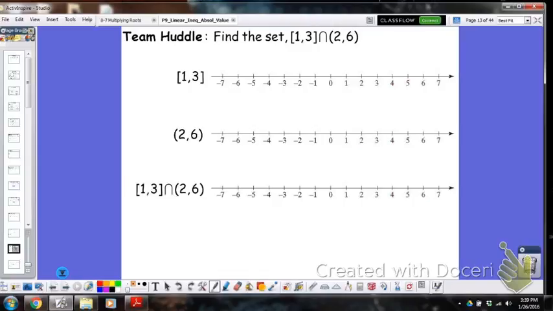So go ahead by yourself and work through this intersection. You're going to find the intersection from 1 to 3, including both, and 2 to 6, excluding both. So go ahead, pause the video, and when you're ready for the solution, unpause it. So here is the solution to the intersection. It'll be 2 to 3, excluding 2 and including 3.